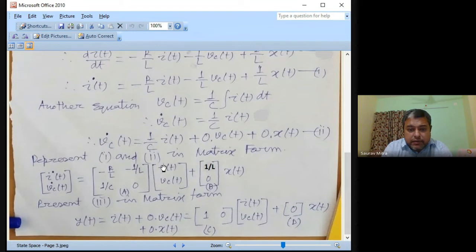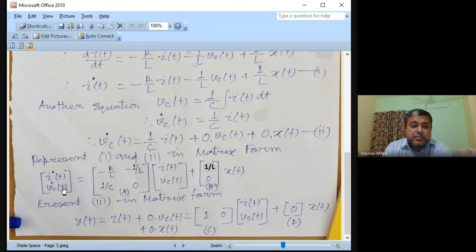If you multiply this A matrix, or state matrix, with the state variable matrix, you are going to get the first row, or the i dot t equation. So i dot t is equal to minus R by L into it, minus 1 by L into vct, plus 1 by L into xt. I will tell you how to find i dot t from the state variable representation.